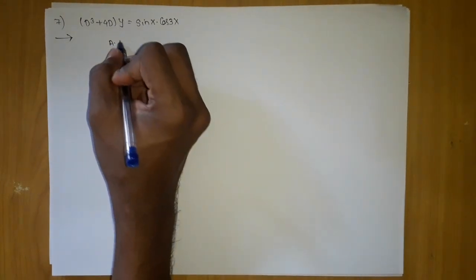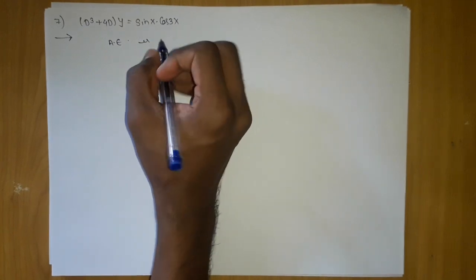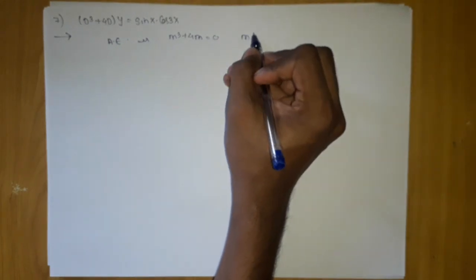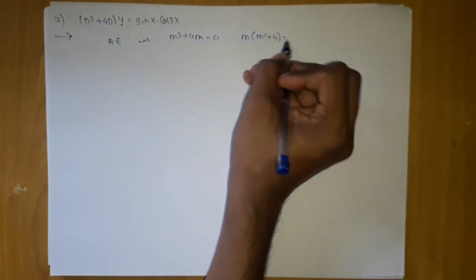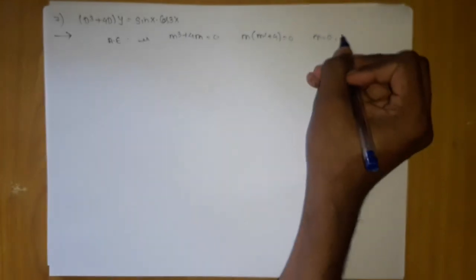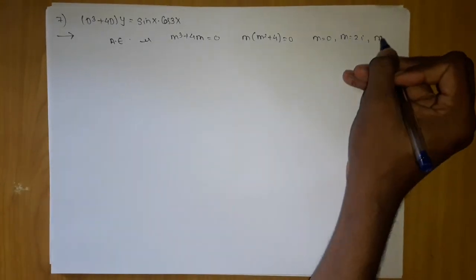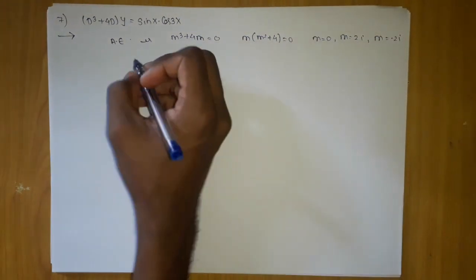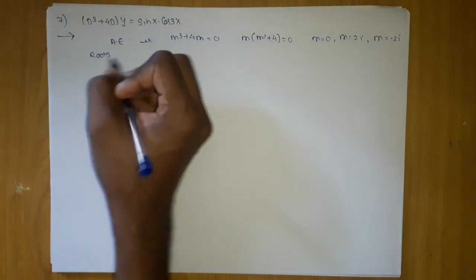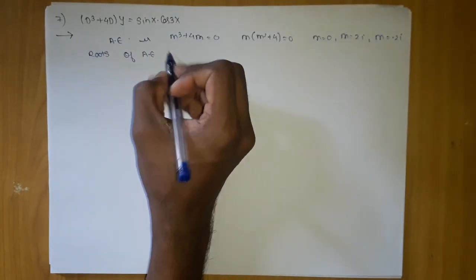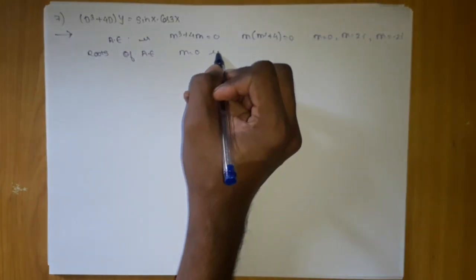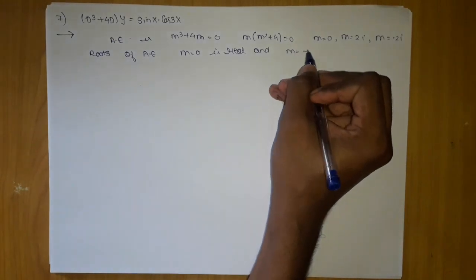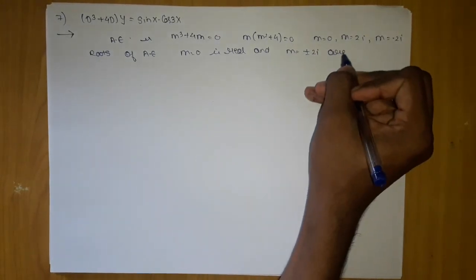So auxiliary equation is what? Auxiliary equation is m cube plus 4m equal to 0. If you solve, take m common, m square plus 4 will be there. You will get m equal to 0, m equal to 2i, or m equal to minus 2i. So roots of auxiliary equation m equals to 0 is real, and m equals to plus minus 2 iota are complex conjugate.